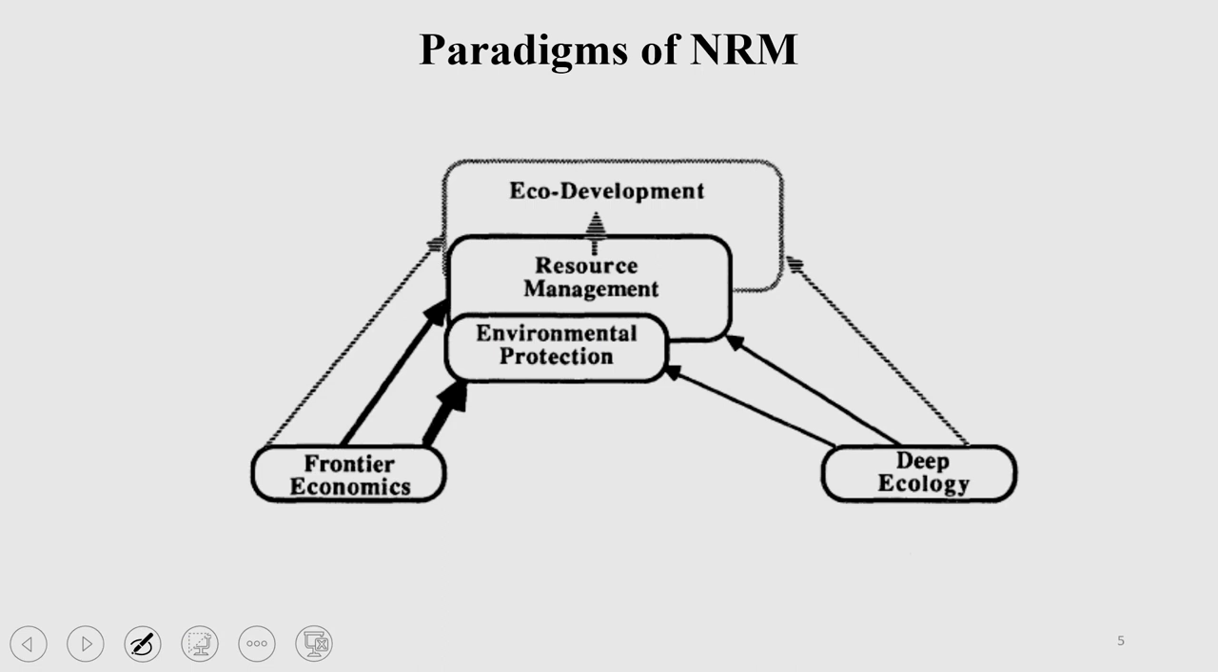Now, I'll talk about a few paradigms of natural resource management. Natural resource management basically works on five different paradigms, and each one of them has a very different philosophy behind it. Starting from frontier economics, then you have deep ecology, environment protection, number four, resource management, and then eco-development. Each of these five paradigms has some things in common, but they could be very different from each other. I will discuss each one of them and the differences among these paradigms. Then it's up to you to choose which one is appropriate for natural resource management in this context.